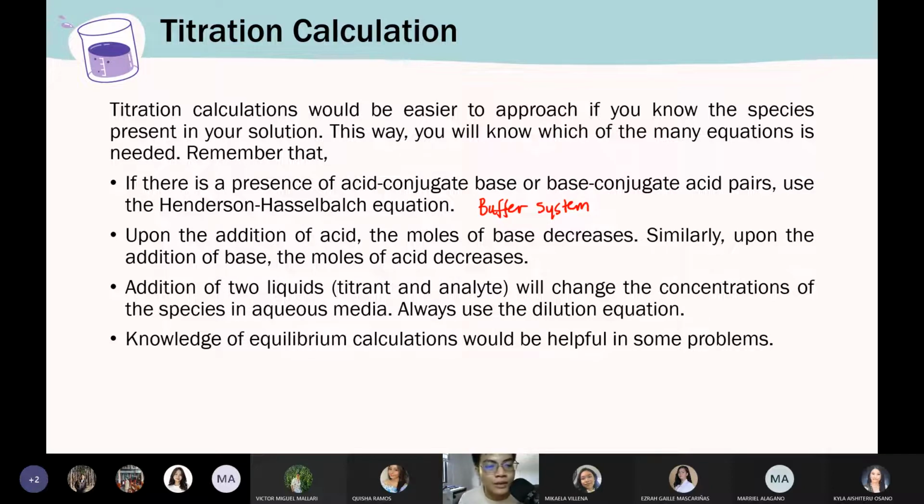And then next one is you have to remember that the addition of two liquids, diba? In titration, we add the titrant to your analyte. When you add them, what happens to the volume? It increases. So, tumataas yung volume. Therefore, may dilution na nangyayari.